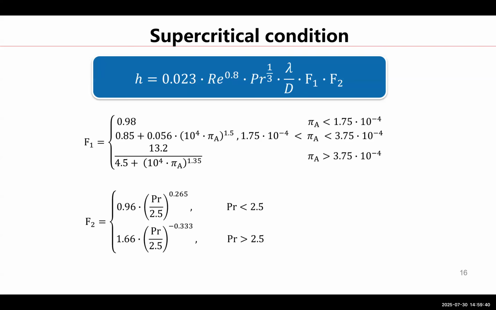Finally, based on the above mechanistic analysis and the data bank, a new heat transfer coefficient correlation has been developed. You will see that it's a very simple one. It contains the Reynolds number, Prandtl number, and also the acceleration number we developed before.